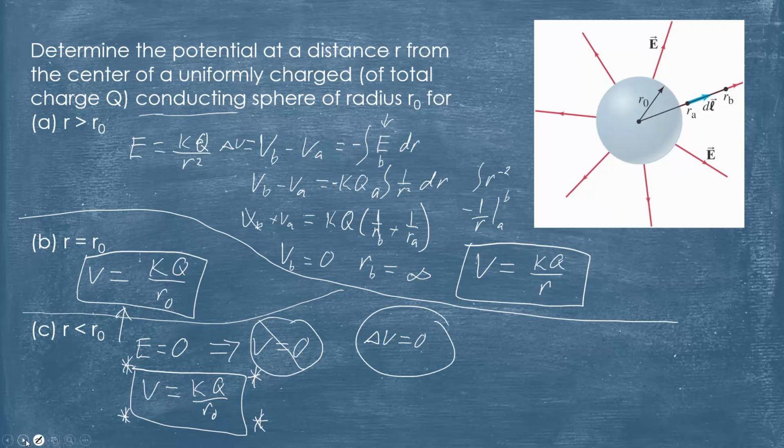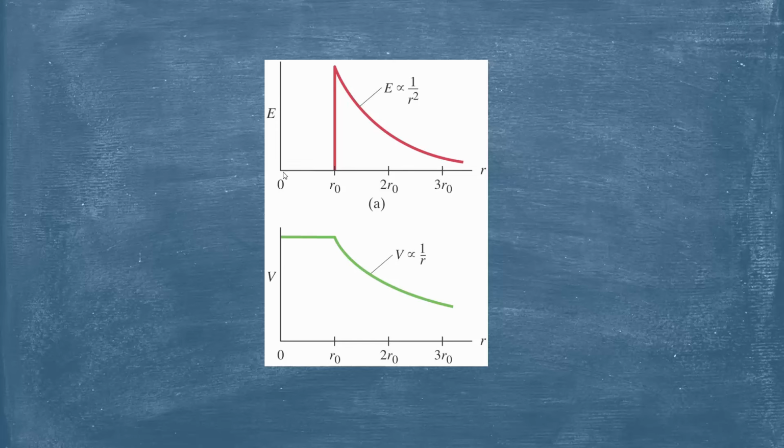Okay? Just to look at the graphs, our electric field is 0 inside, jumps up to some maximum value right on the edge, and then follows an inverse square law. The voltage is constant on the inside, equal to whatever the value is right here, where R equals R naught, and then it follows just an inverse trend, not an inverse square trend. Okay, so those are some important distinctions between electric fields and potentials. Another important distinction is that the electric field is a vector, whereas the potential is a scalar, and we will come back to that idea later.